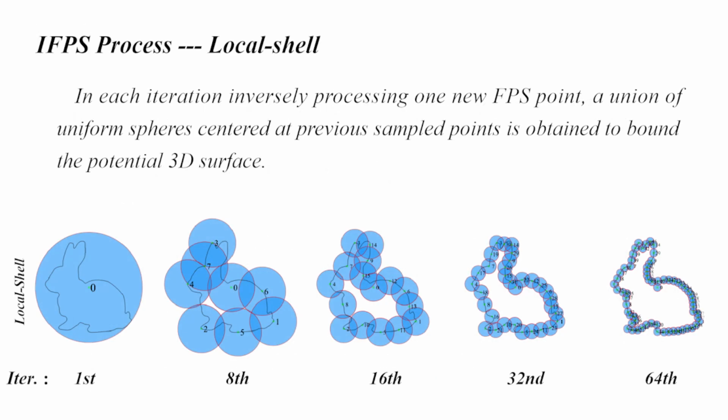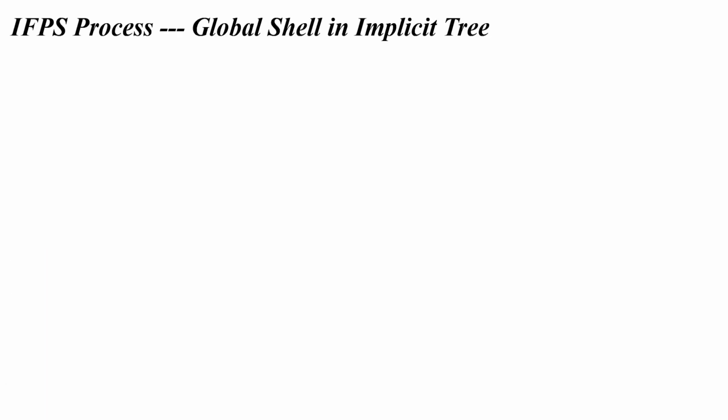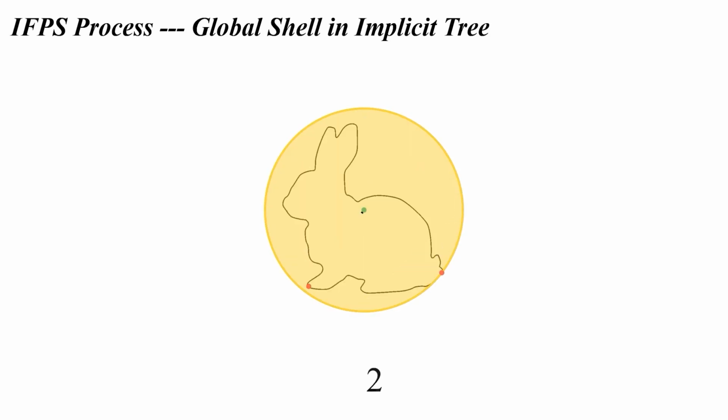In the IFPS process, a local shell is obtained in each iteration, inversely processing one new FPS point. Each local shell is a union of uniform spheres. If all FPS points are used to progressively constrain the shell, the intersection of all unions of spheres will form the implicit global shell.